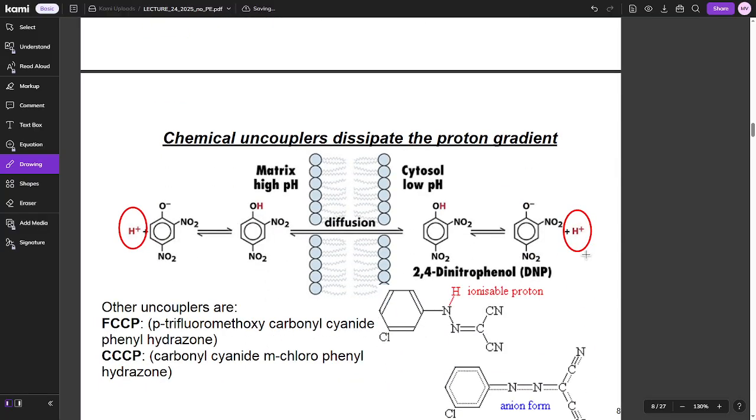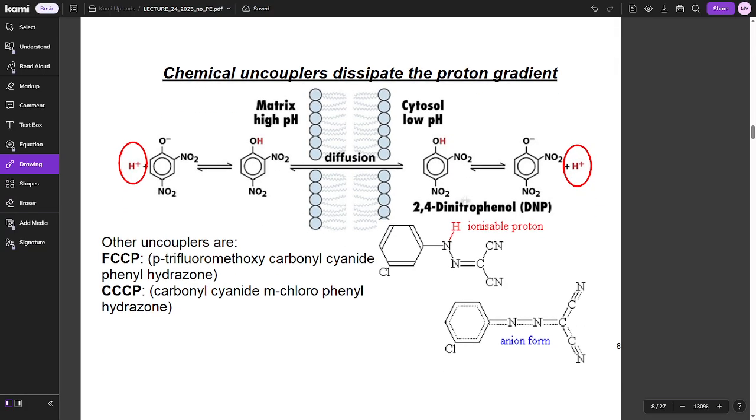But with things like DNP, once you generate the gradient, when that gradient is there, the DNP is actually just a carrier that takes the H pluses from a high concentration to a low concentration. So basically, it does the same thing as ATP synthase, but it doesn't produce any ATP. It allows H pluses to go from high to low, but does not harness that energy, and instead just causes a loss of energy and a loss of ATP, right.